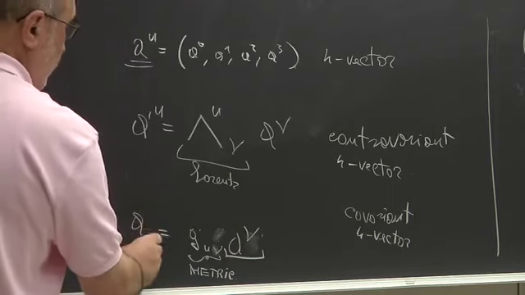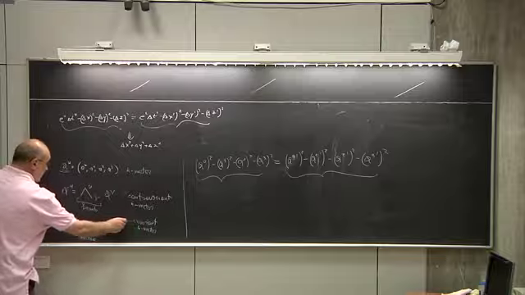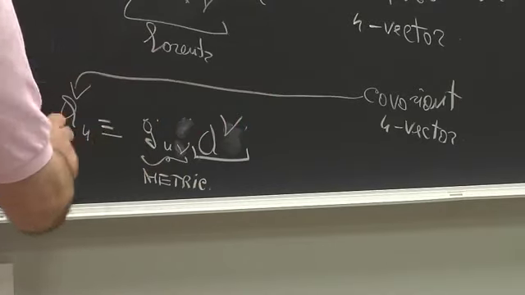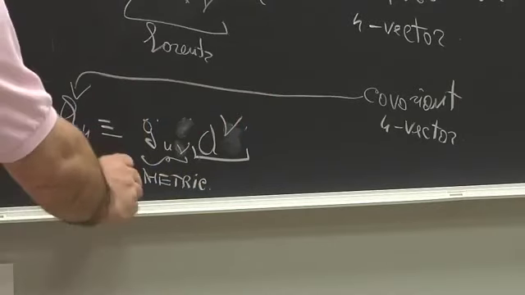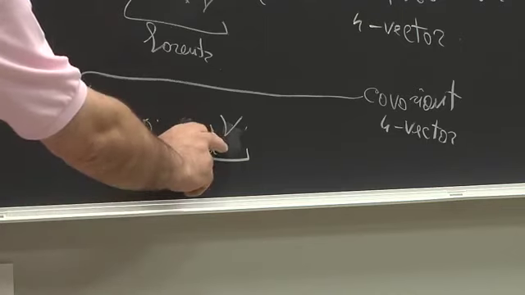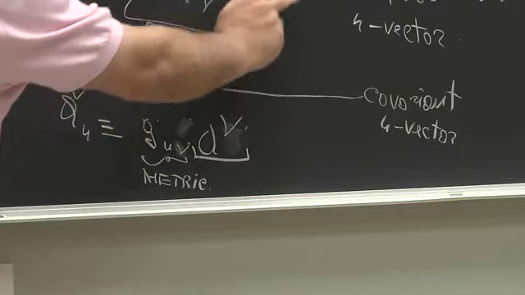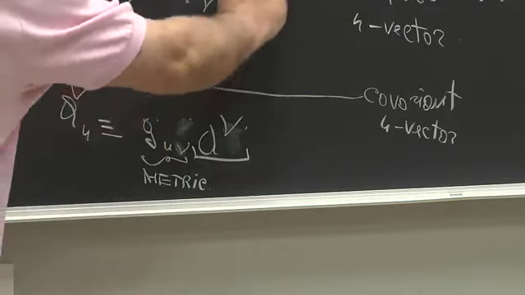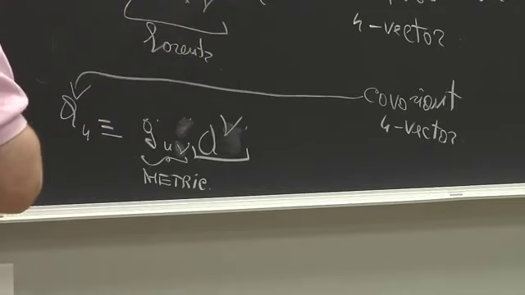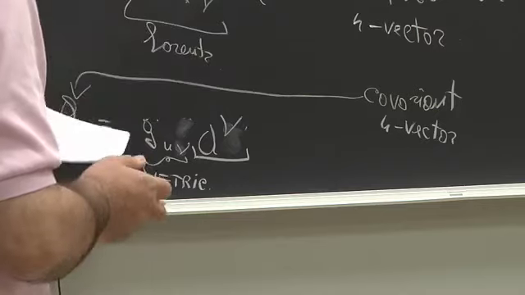So if you want, this is the definition of a covariant 4-vector. A covariant 4-vector is defined in this manner: you take an object, the metric, which I will now tell you what it is, and multiply it by the contravariant vector, and that, you know, is an object that transforms under Lorentz transformation in this manner. Okay? Now, what is this metric?